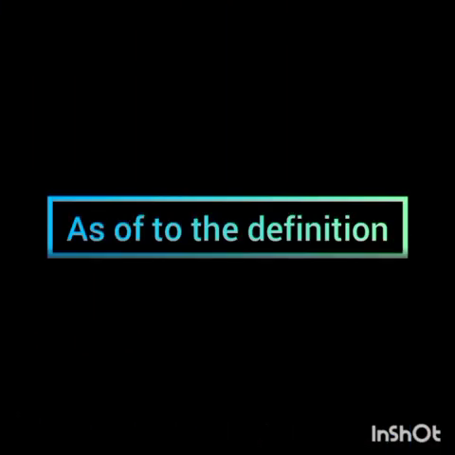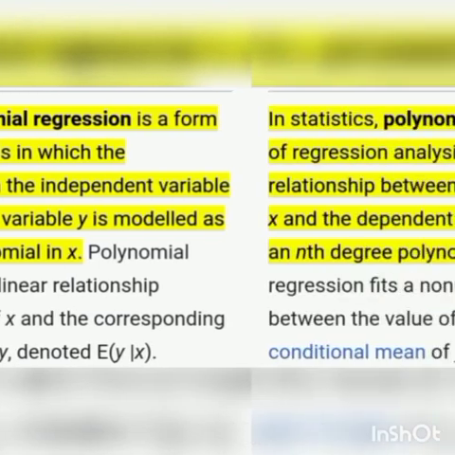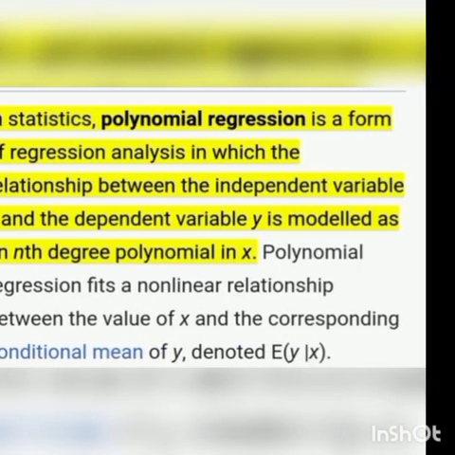As for the definition, in statistics, polynomial regression is a form of regression analysis in which the relationship between the independent variable x and the dependent variable y is modeled as an n-degree polynomial in x, where n refers to the degree of the polynomial equation. Polynomial regression fits a nonlinear relationship between values of x and the corresponding y.